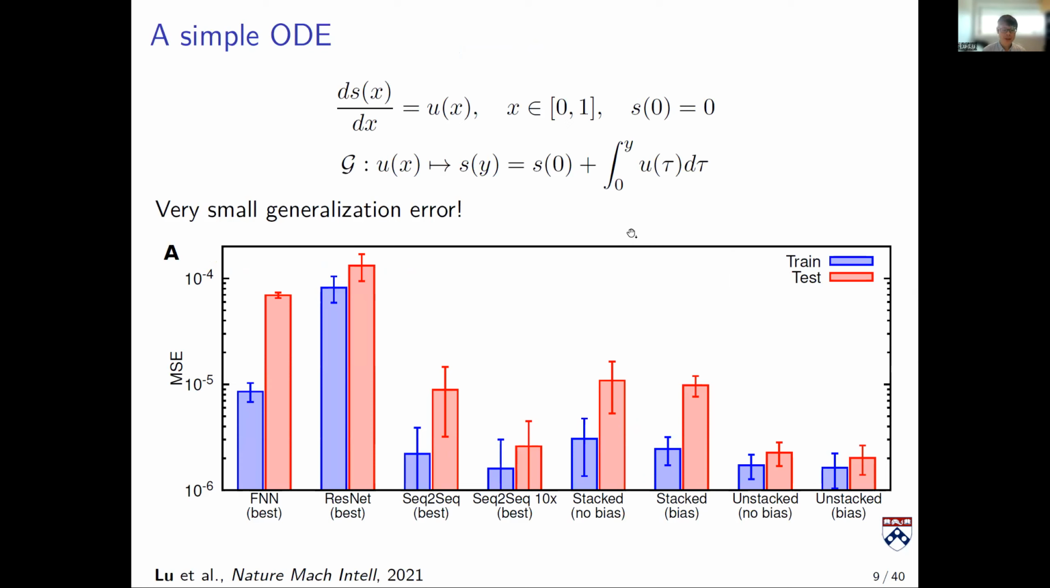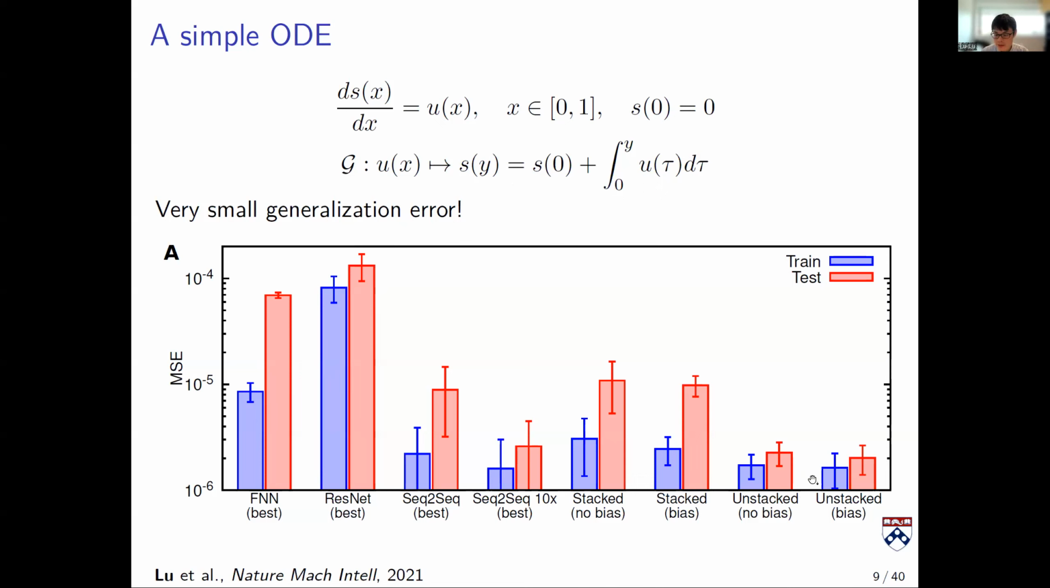So now let's look at a simple ODE case to demonstrate the advantage of DeepONet by decomposing into two subnetworks. This ODE is dy over dx equals u(x), with a zero initial condition. So we try to learn the operator G mapping from u(x), which is the right-hand side of the ODE, to the solution of the ODE. Essentially, the solution is the integral of the input u. So this is a very simple case.